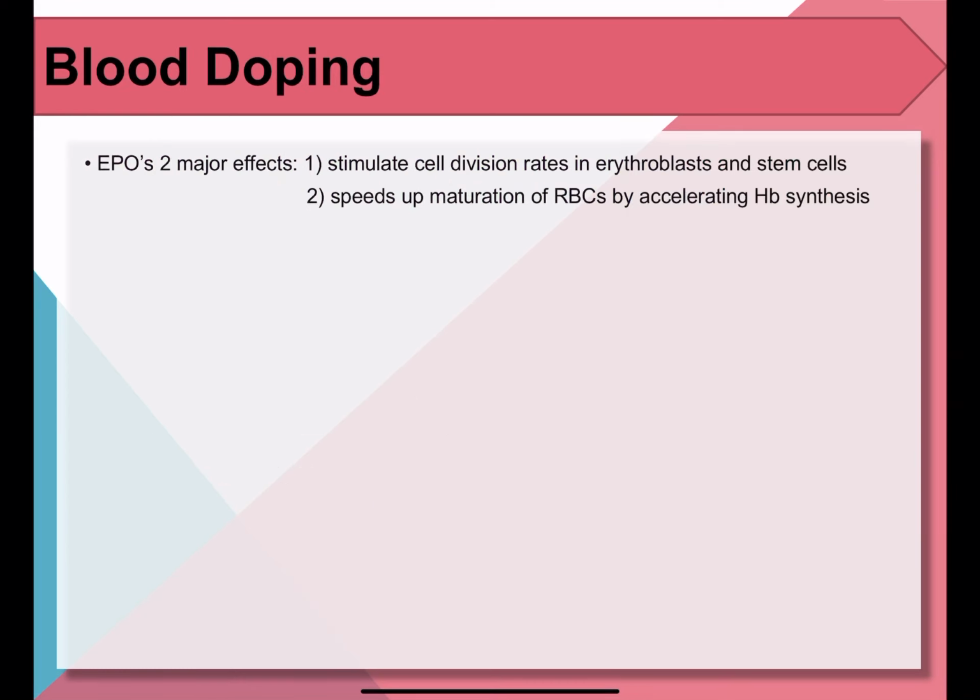All right, so there are 2 main downstream effects of EPO that lead to generation of more red blood cells. First, it will stimulate cell division rates in erythroblast stem cells, and also those stem cells, hematopoietic stem cells, myeloid stem cells we talked about. And it also speeds up maturation of red blood cells by accelerating the protein synthesis of hemoglobin. Okay, so everything that leads to a mature red blood cell is sped up when you have EPO around.